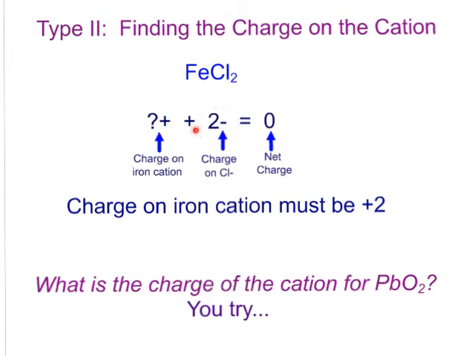So if this is a -2, what does the charge on the iron cation need to be in order to have a total net charge of 0? Well, it needs to be +2 because +2 minus 2 equals 0. Now, that means that iron as a cation will have a +2 charge. You try the next one. Try this compound and see what you can come up with for the charge of the cation for lead.